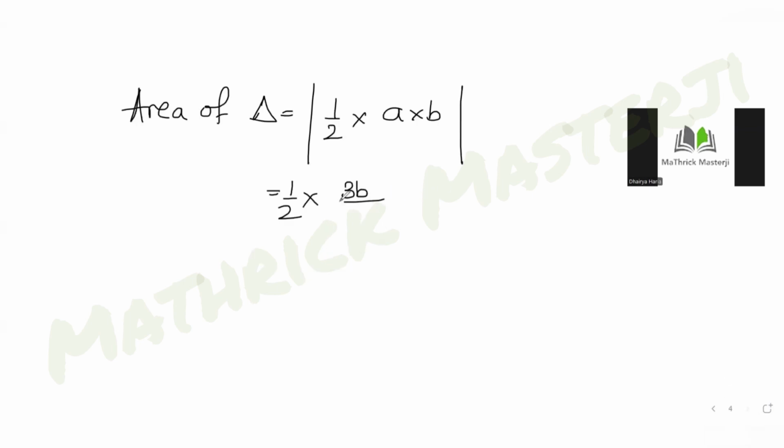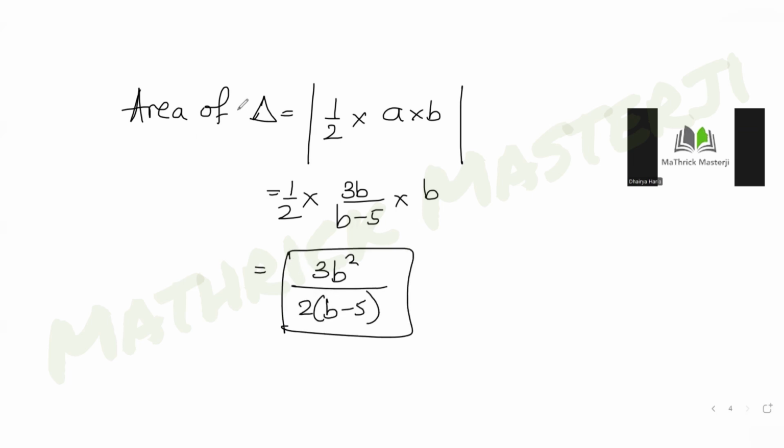So 3b over b minus 5 times b. This is what I get. If I further try to solve it, I get 3b square over 2b minus 5. So we get the area of the triangle as 3b square over 2 times b minus 5. And if I see, this is nothing but my function of b. So my function of b is 3b square over 2b minus 5.